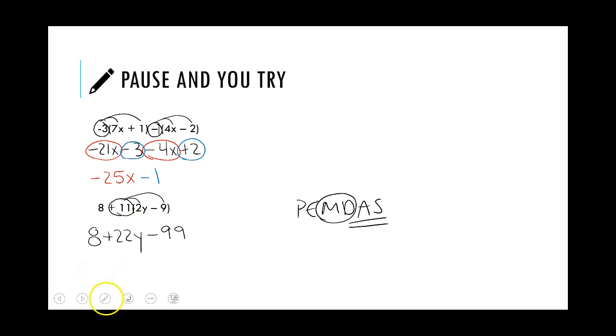Alright, so my like terms here, the only like terms I have are my constants, my 8 minus 99. So my 22y doesn't have anything to go with, but the 8 minus 99 is a negative 91. And then that would be your final answer. So be careful on that. If you did 8 plus 11, that's incorrect because of order of operations. So make sure you correct that and note that so we don't make that mistake again.